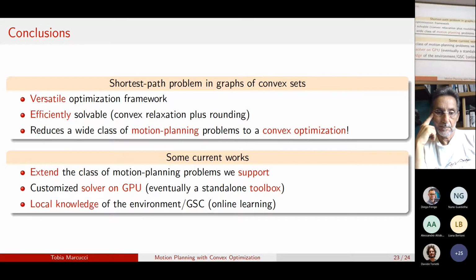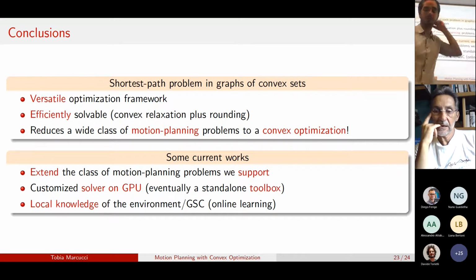We are working on a customized optimization solver on the GPU. Eventually, we would like to have a standalone toolbox. You can just provide the sets and the edges and we solve your problem. And then we are also working on problems where you don't have the full graph memorized at the beginning of the motion, so you need to explore and at the same time optimize the path. So it's kind of an online learning scenario.